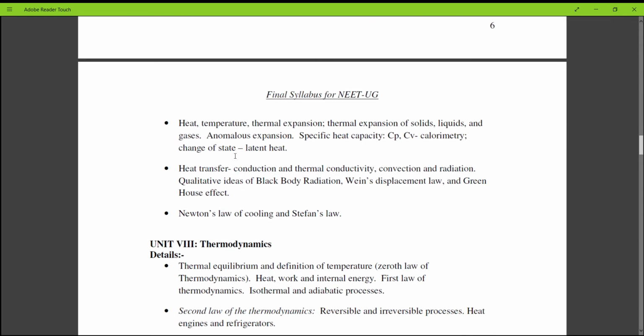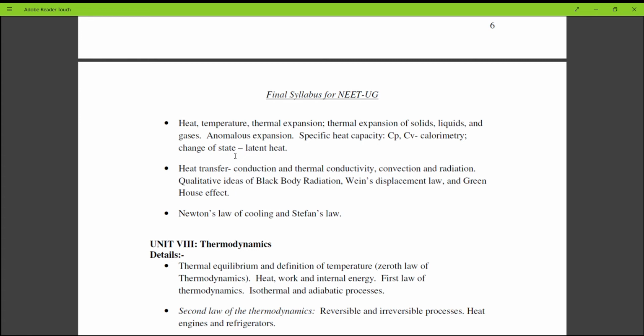Next topic is heat, temperature, thermal expansion of solids, liquids and gases, anomalous expansion, then specific heat capacity, that is Cp, then Cv, calorimetry, change of state, latent heat.